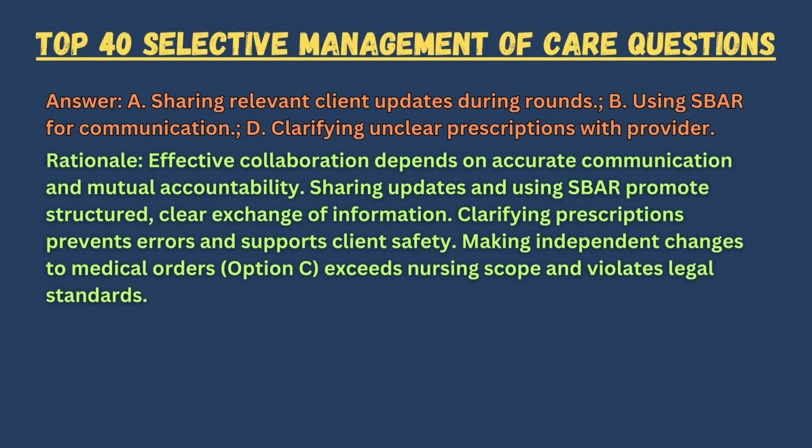Answer. A. Sharing relevant client updates during rounds. B. Using SBER for communication. D. Clarifying unclear prescriptions with provider. Rationale. Effective collaboration depends on accurate communication and mutual accountability. Sharing updates and using SBER promotes structured, clear exchange of information. Clarifying prescriptions prevents errors and supports client safety. Making independent changes to medical orders, option C, exceeds nursing scope and violates legal standards.